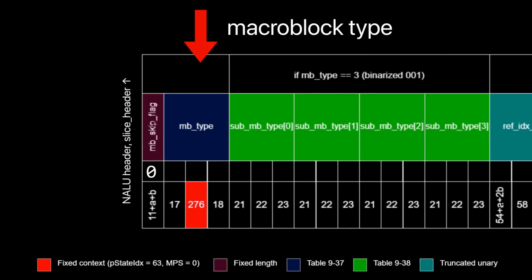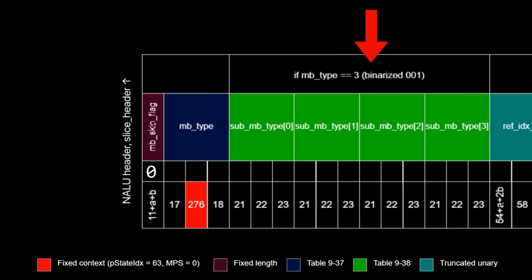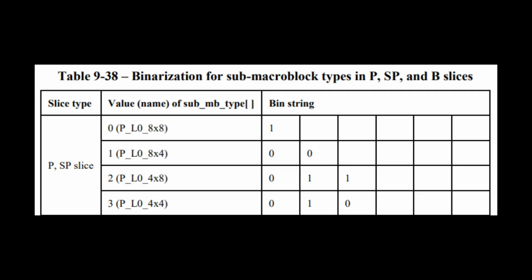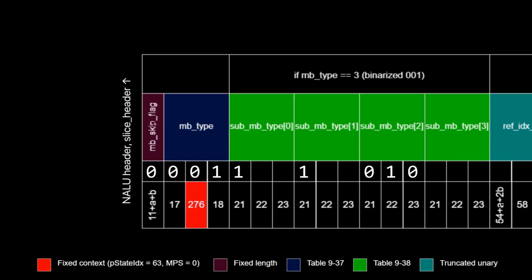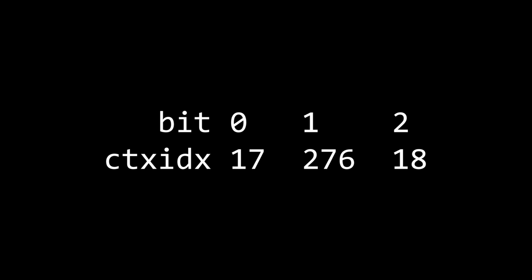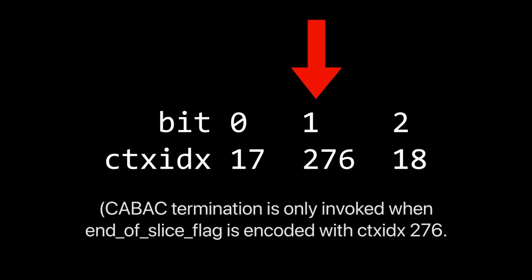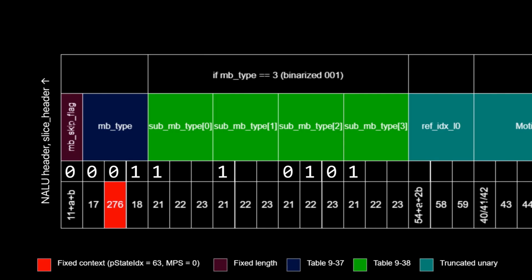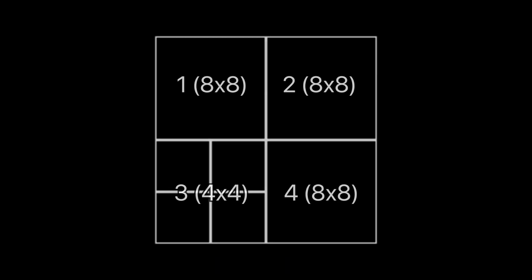Next, encode the MB type, and sub-MB type if MB type equals 3. Binarization is given in tables 9-37 and 9-38. For MB type, we will assign these context models to each bit: 17, 276, and 18. For the second bit, instead of CABAC termination, we'll encode it with normal CABAC, but we fix pStateIdx to 63 and the most probable symbol to 0. If needed, encode sub-MB type directly after using context model 21 plus binIdx. We'll encode the 4 sub-MB types in this order.